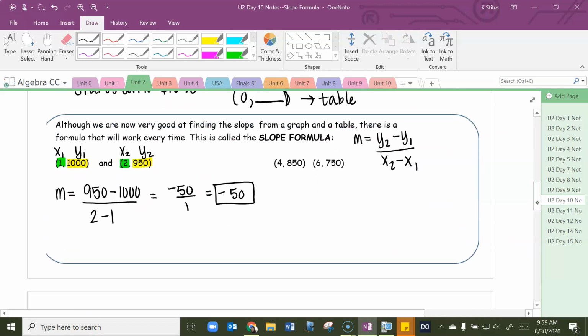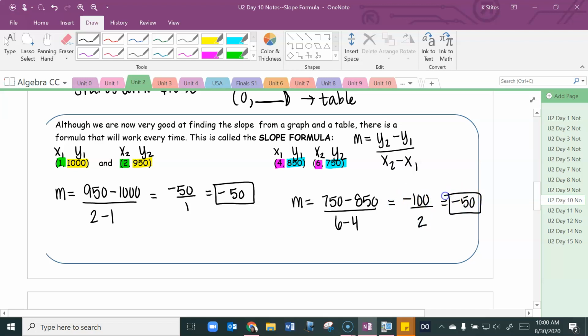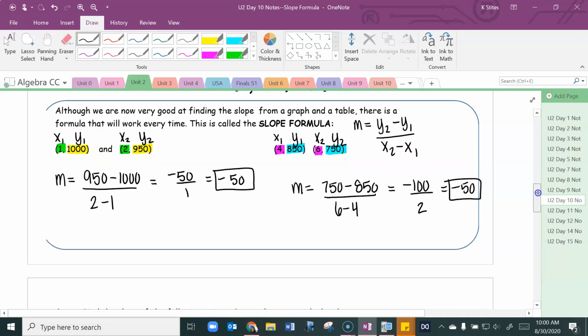All right, let's go ahead and try this one. Again, x1, y1, x2, y2. All right, m equals y2 minus y1, 750 minus 850, over x2 minus x1, 6 minus 4. And that's going to be a negative 100 divided by 2, which will simplify to negative 50. So there you go. That's your slope formula.